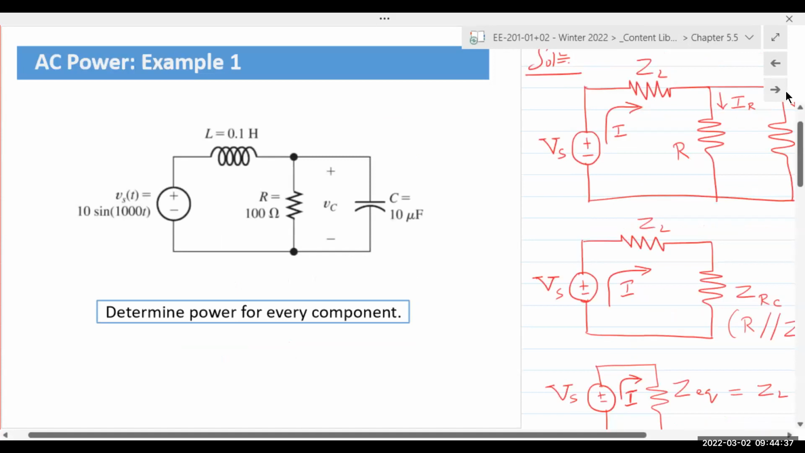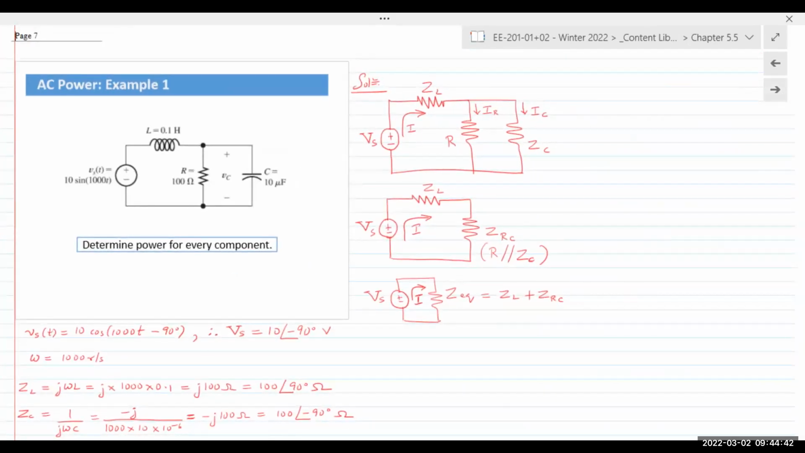So let's look at example 1. Example 1 asks us to find the power for every component. I have 16 minutes left. More likely than not, we'll go over time, maybe about 4 or 5 minutes. If you need to leave at 10 o'clock, it's absolutely fine.